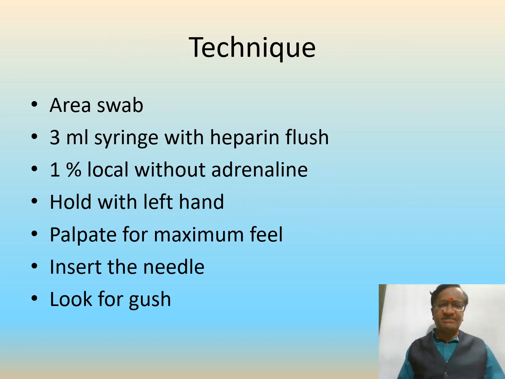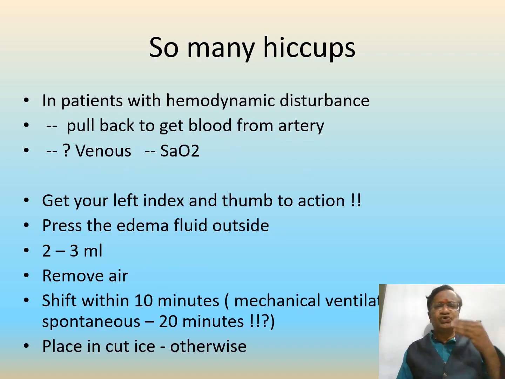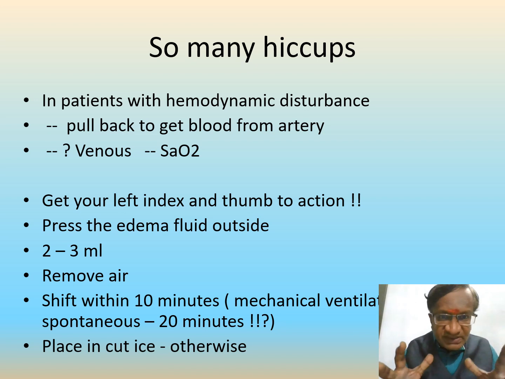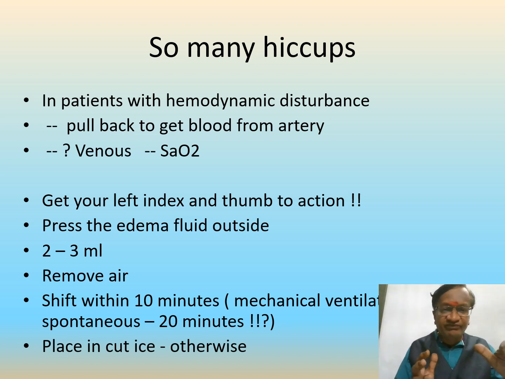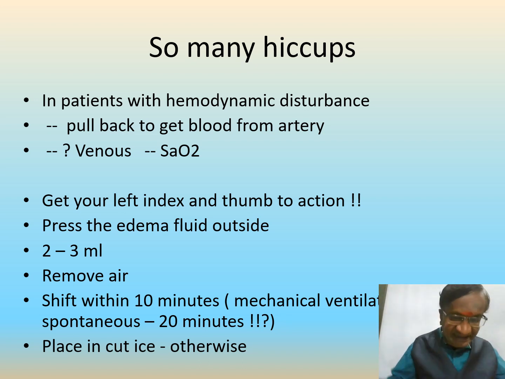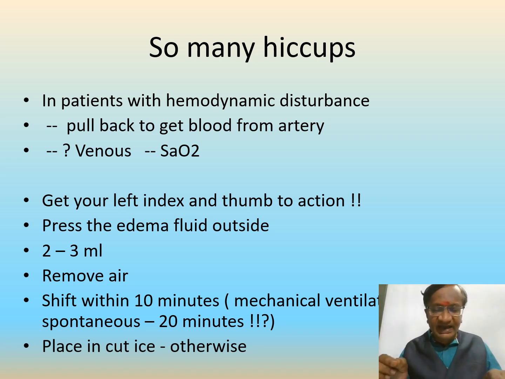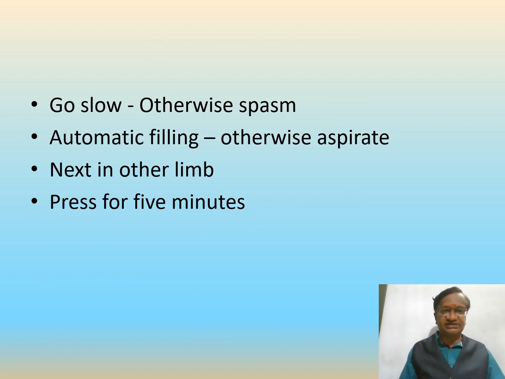We know the technique: a 3 ml syringe with heparin, hold with the left hand, and palpate for the maximum feel. This I will tell again in the next slide. There are so many hiccups in patients with hemodynamic disturbance. The pullback to get blood may not be there, so it may be venous. Press the edema fluid out, 2 to 3 ml. Remove air. Send the sample within 10 minutes, or 20 minutes, placed in crushed ice. Go slow. Sometimes if you prick like that, the artery may go into spasm. If you don't get it, you may need to go to the other limb.